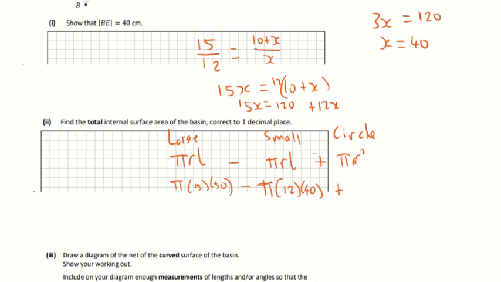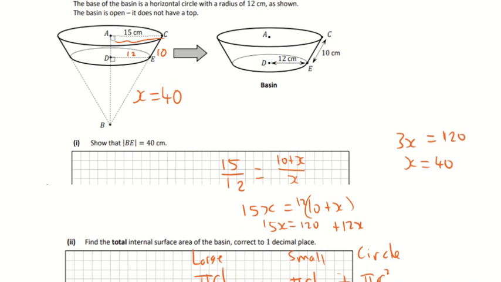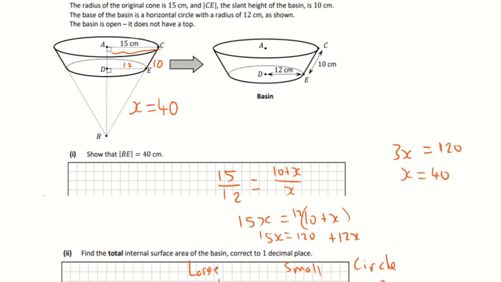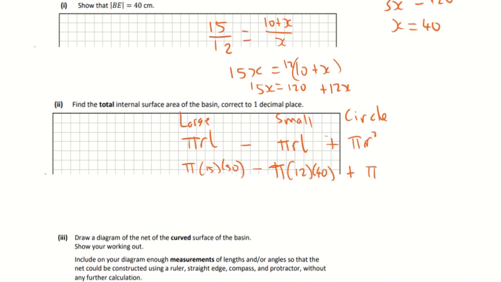And then plus pi times, the radius will be 12, because we want this small circle, because that's the bottom of the basin. So pi times 12 squared, and we get 1300.6, so it's centimeters squared. That's the surface area then, so the internal surface area.